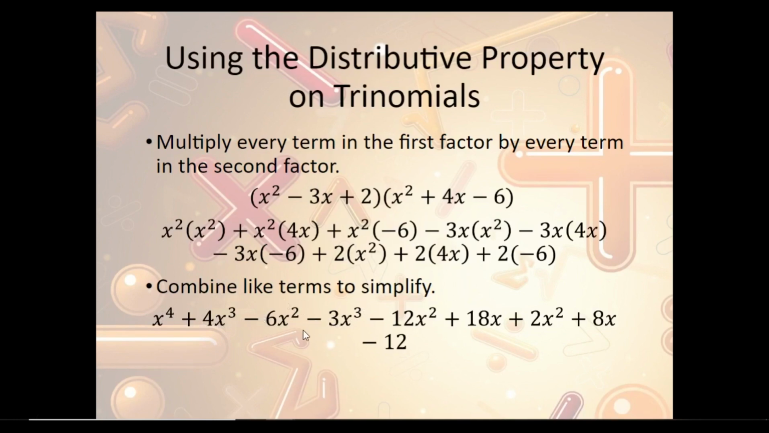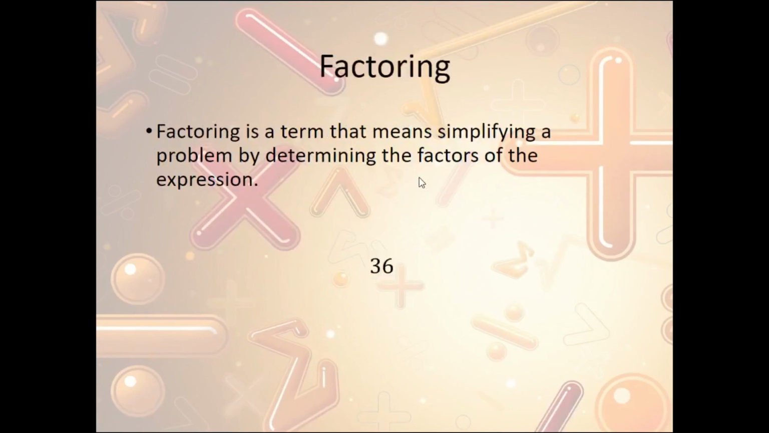Then we do all the x squareds. Then we do all the x's. Then we do all the constants. And when we combine them, we end up with x to the fourth plus x cubed minus 16x squared plus 26x minus 12. Now factoring.